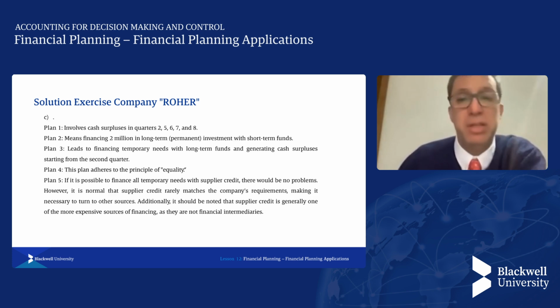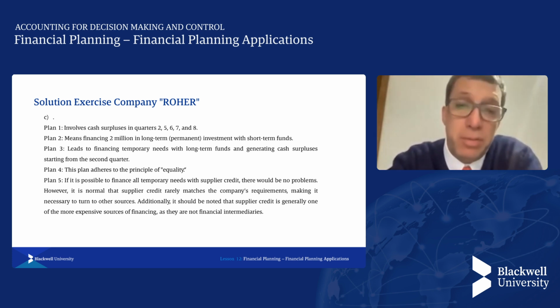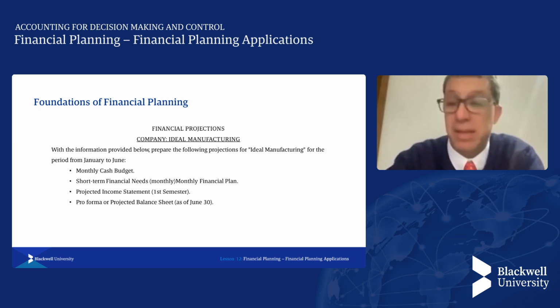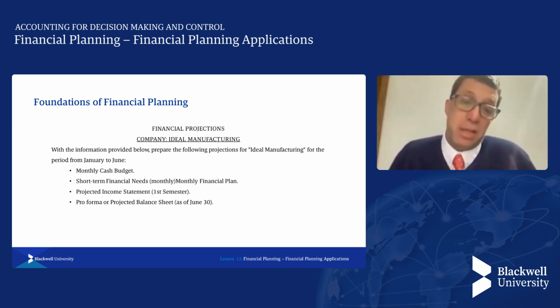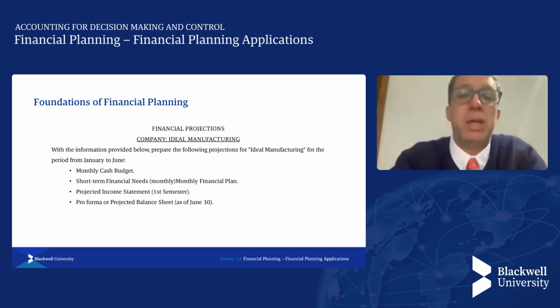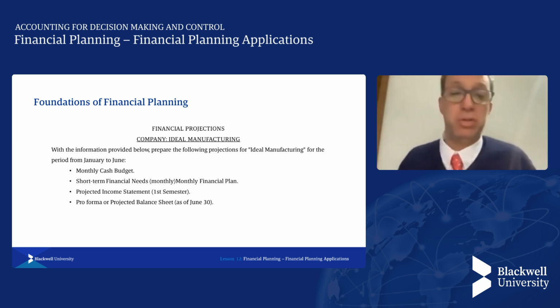And then there is an exercise that is the last one presented, which is a very comprehensive exercise called Manufacturing of Ideals. It is a case where, starting from an initial balance and certain projections, we are presented with the need to create a monthly cash budget, a financial needs plan to determine whether we need short-term financing, a projected income statement for the first half of the year, and a pro forma or projected balance sheet as of June 30th.